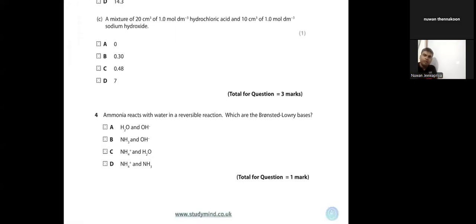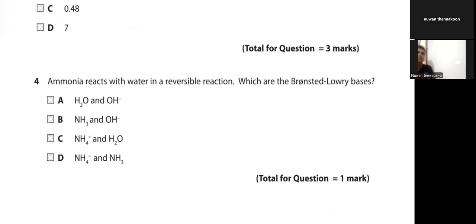We are going to discuss this question now. Ammonia reacts with water in the reversible reaction. Which are the Bronsted-Lowry bases? So that is what the question is. Fourth question: ammonia reacts with water in a reversible reaction. Which are the Bronsted-Lowry bases?